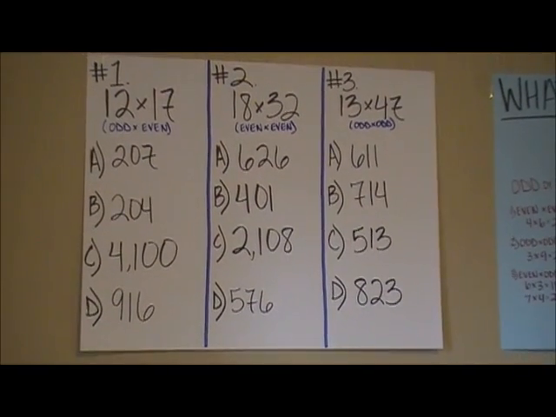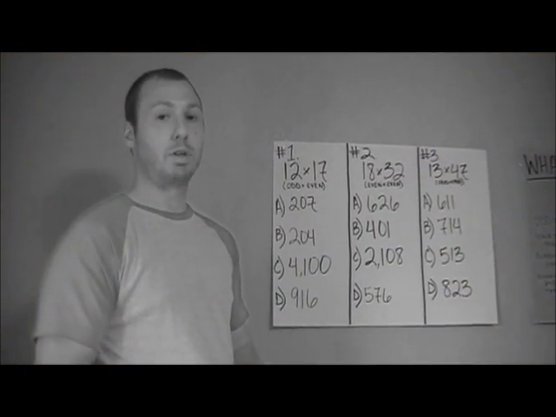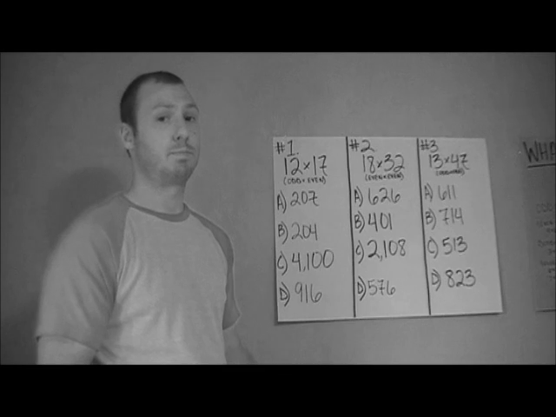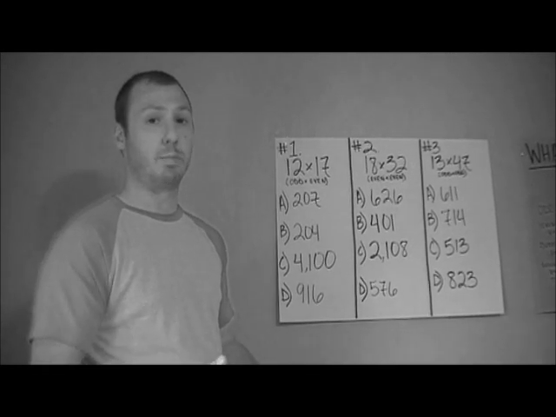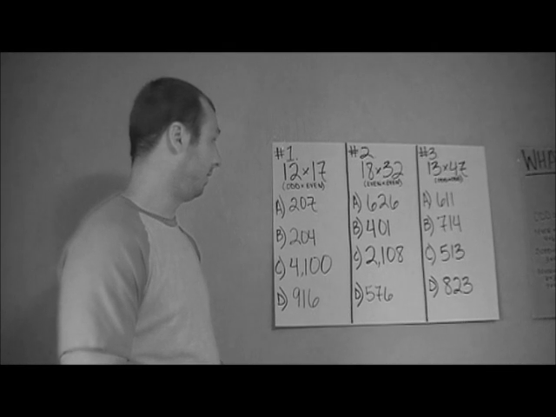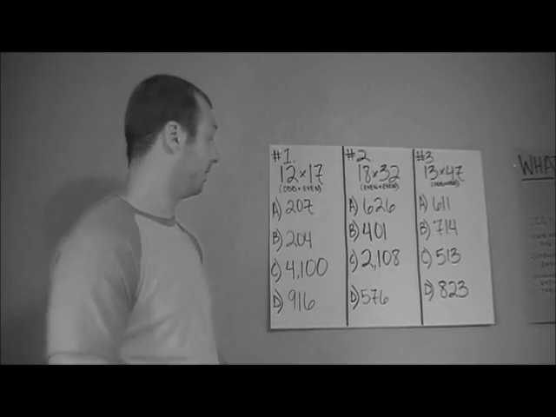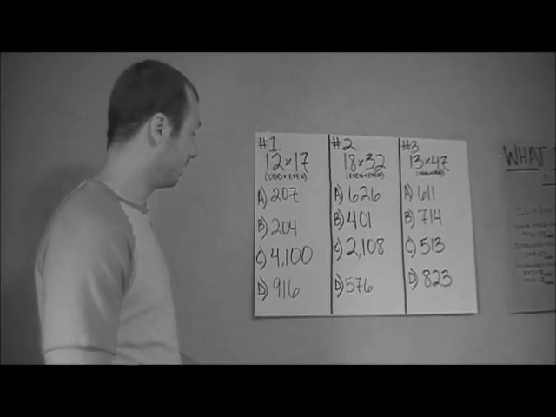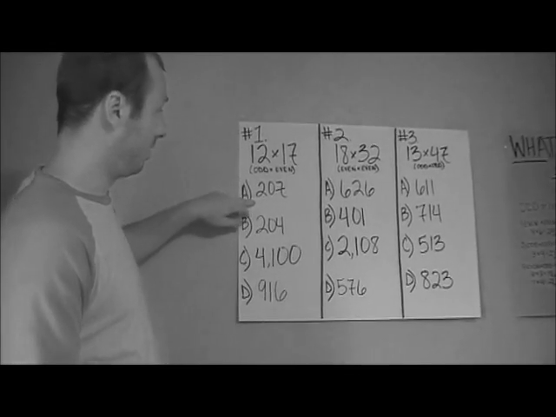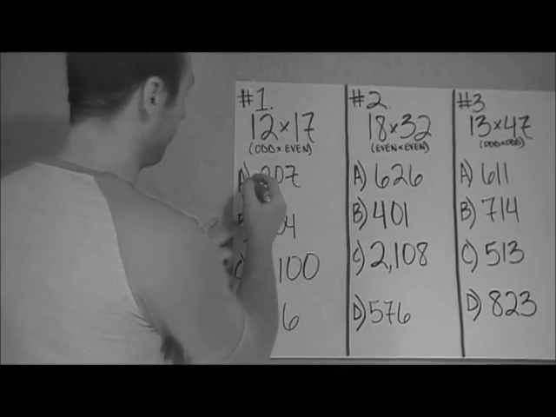Now it's time to go over some problems and use our elimination processes. The first problem we're going to work today is going to be 12 times 17. An odd times an even number is going to give us an even answer. And 12 in this problem is even, and 17 is odd. So we know that the answer is going to be even. So looking at our answer choices, we can see that A, 207, is an odd number, so we can eliminate that.